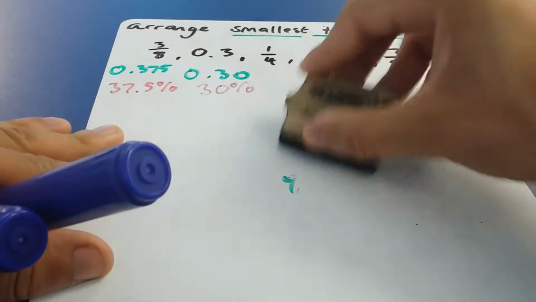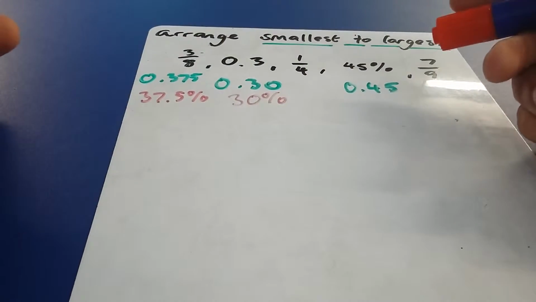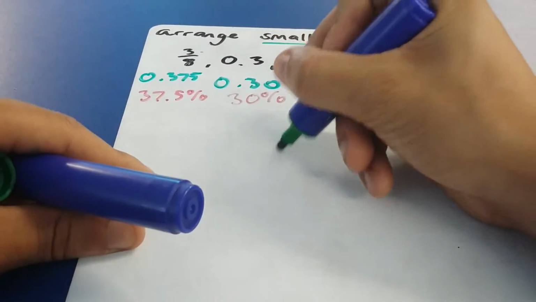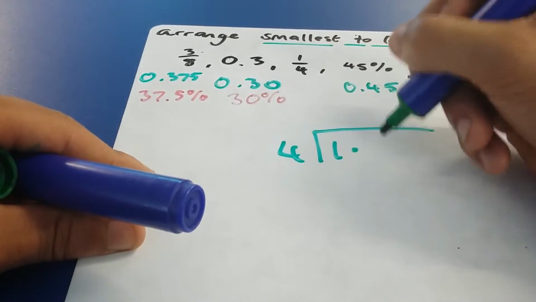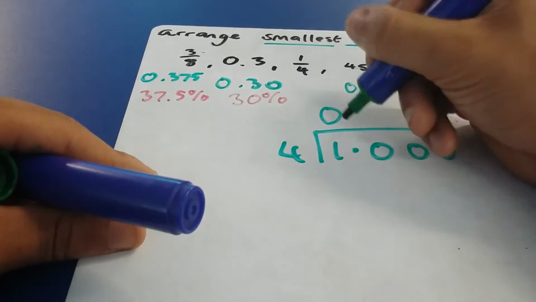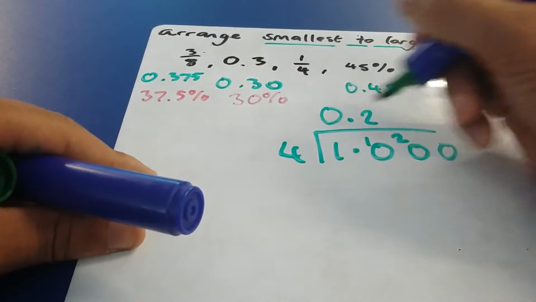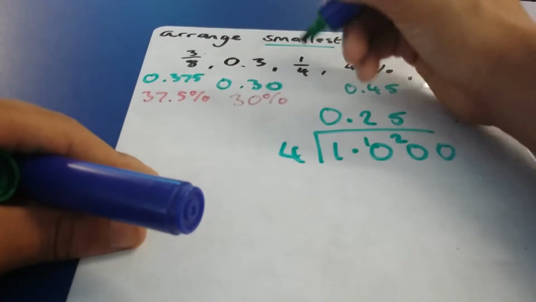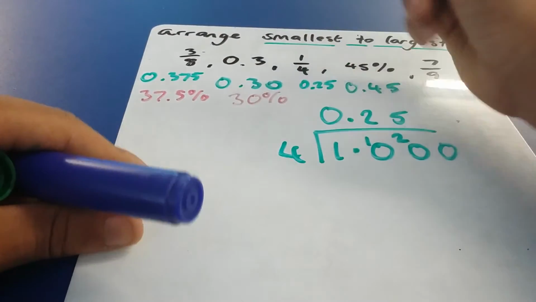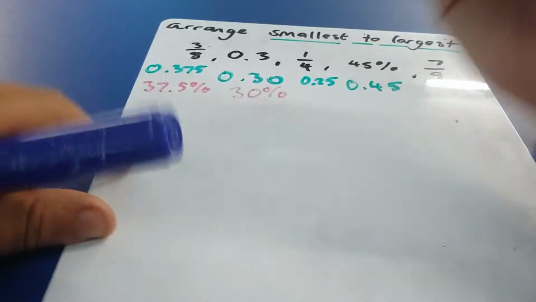Okay, so next we've got a quarter, 1/4. Now, if in an exam you forget a quarter is 25% or 0.25, if you forget those sorts of facts and your mind goes blank, do the same again. 4 into 1 is 0, remainder 1. 4 into 10 goes twice, remainder 2. 4 into 20 goes 5 times. So a quarter is 0.25, and that is 25%.